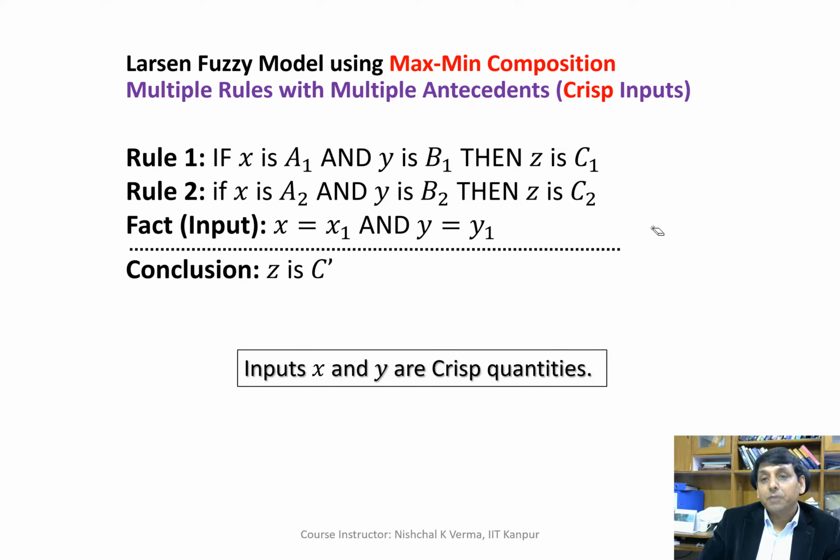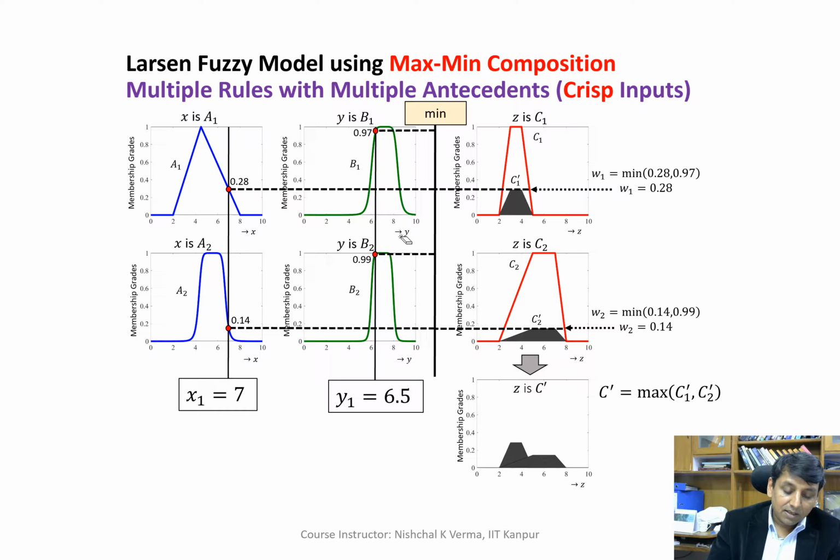Now instead of fuzzy inputs, let us use crisp inputs and see what happens. Again for this case also we have two rules, and the input here is different, that means x is equal to x1 instead of the fuzzy set, and here we have y is equal to y1, that means the crisp input instead of the fuzzy input. So let's see what we are going to get when we apply this crisp input. Let's assume that x1 is 7 and y1 is 6.5.